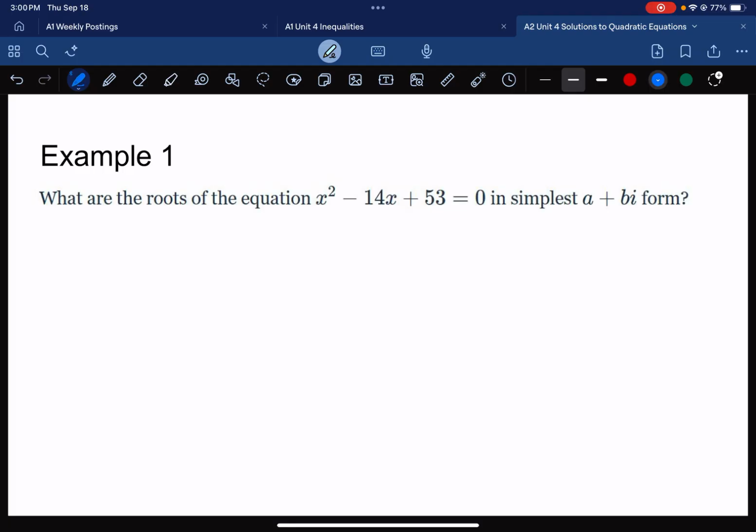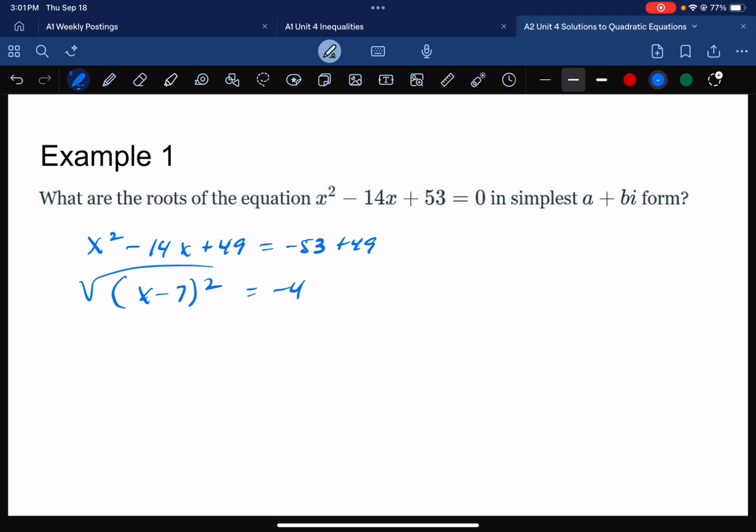So let me show you the completing the square. You might like this. So I'm going to move the 53 to the other side. Right, the constant goes to the other side. And then you're going to take half of the b, which is 7, squared is 49. And we're going to add 49 to both sides. Okay? So this becomes x minus 7, the quantity squared, and this becomes negative 4.